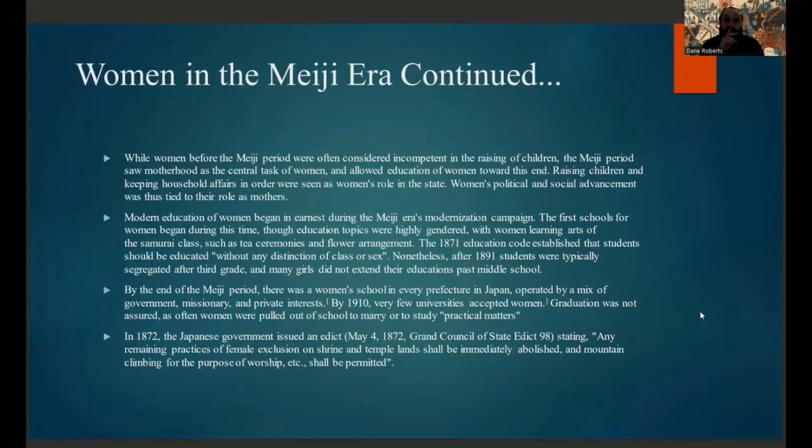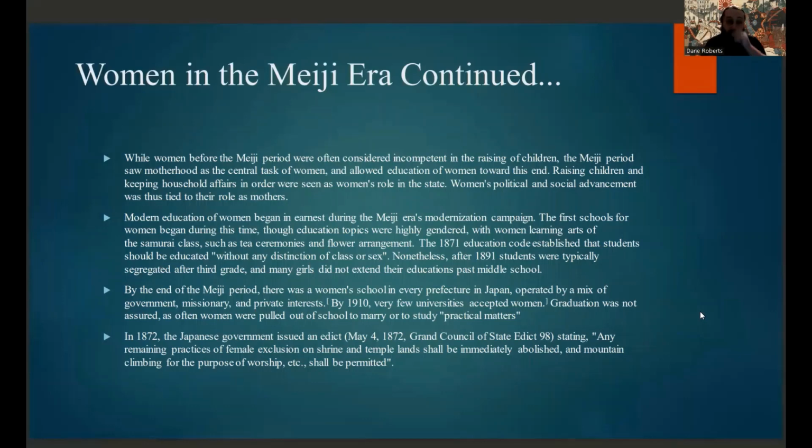Women were also considered incompetent of raising children, yet they were the ones put in charge of raising children, much like they had been in the Tokugawa era and much like women were in China. And so, very similar to Qing Dynasty China, women were given an education with the raising of children in mind, and women did eventually get to participate in the modern education campaign of Japan, going to schools, though sometimes women were pulled out of schools for a variety of different reasons.